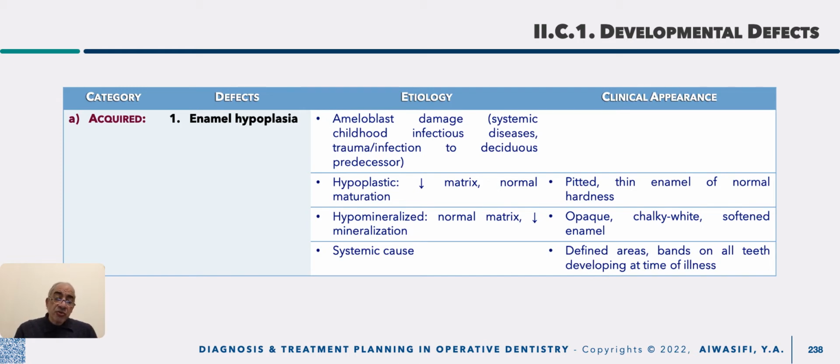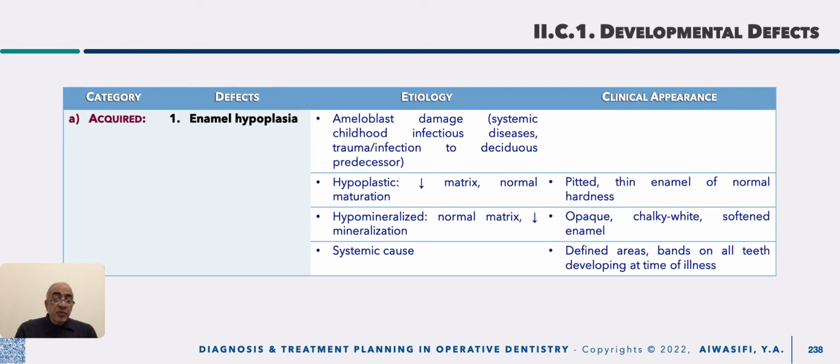It is the opposite of hypoplastic teeth: a normal matrix but with decreased mineralization. In case it is hypoplastic, due to a decrease in the matrix of enamel but with normal maturation, it appears as pitted thin enamel of normal hardness. The difference will be in the hardness, because mineralization is the main factor that affects the hardness of enamel. As long as the enamel is well mineralized, it will get harder and harder.